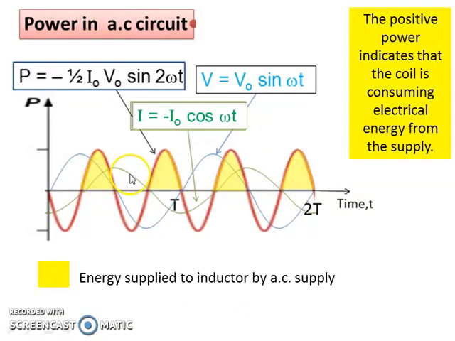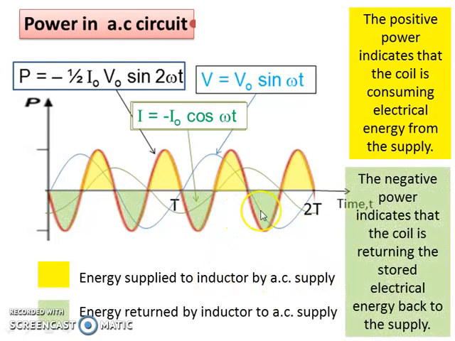The area under the graph colored yellow here, the positive power, indicates that the coil is consuming electrical energy from the supply, so energy is supplied to the inductor by the AC supply. And for the negative power, the green colored area, the negative power indicates that the coil is returning the stored electrical energy back to the supply, so energy is returned by the inductor to the AC supply.